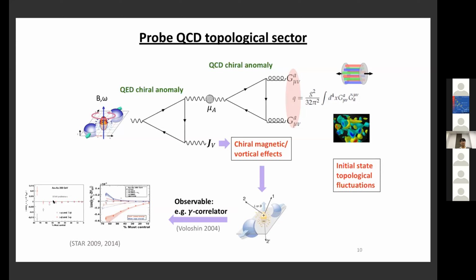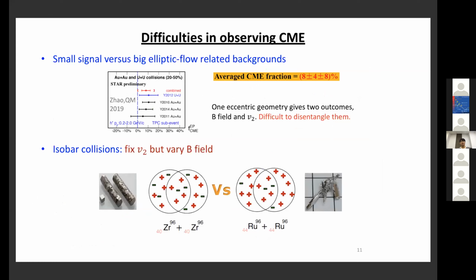And indeed, there were measurements by the STAR collaboration for both the charge separation and the baryon number separation. However, we know that, for example, for the chiral magnetic effect, the signal itself is quite small, and there is a big background due to the elliptic flow. And here is the result given by Jie Zhao at Quark Matter 2019. You can see from the current experimental data, the signal itself could be small.